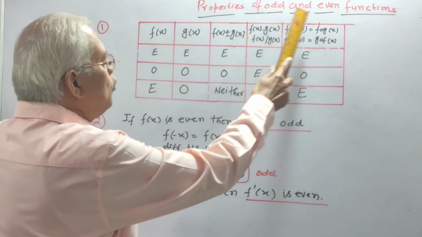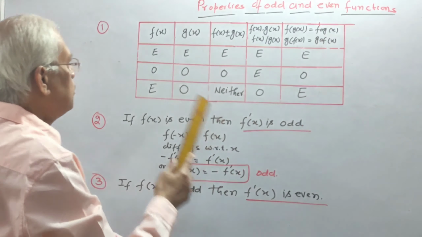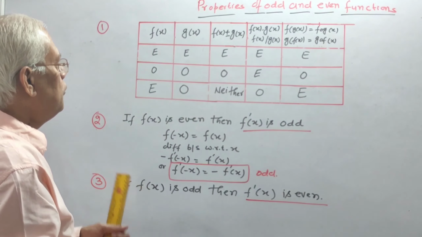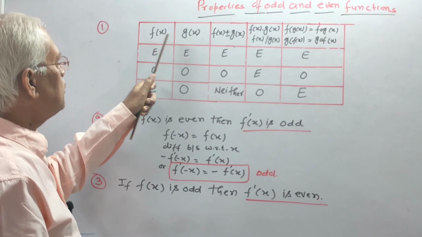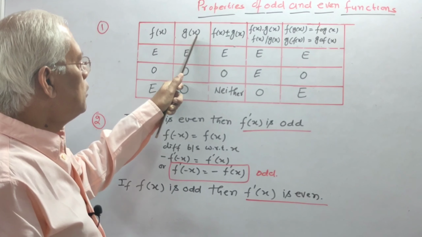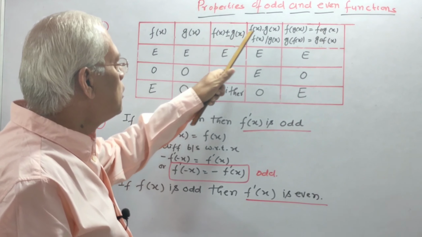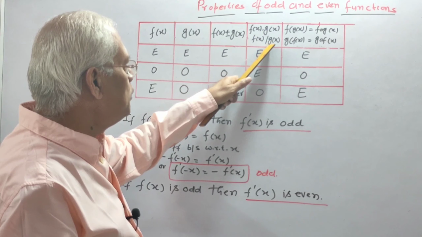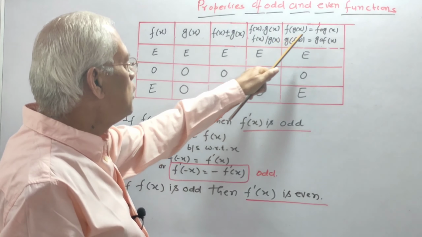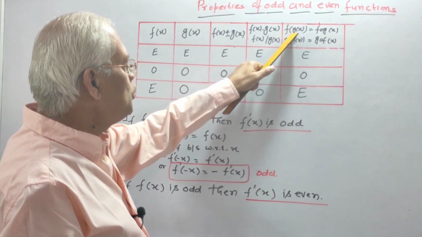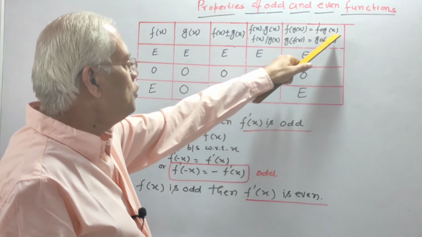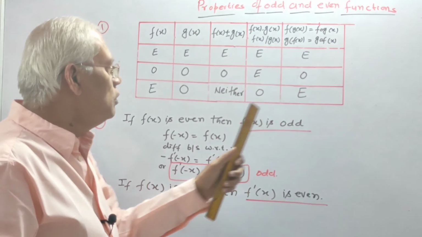Now properties of odd and even functions. This is the table in which I have taken two functions f(x) and g(x). This is sum or difference of two functions f(x) and g(x). This is multiplication and division of f(x) and g(x), and this is composition of f(x) and g(x), means fog and gof.